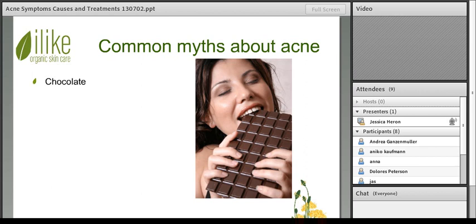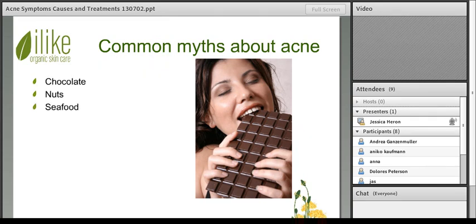So here are some common myths about acne. One of the common ones is chocolate. Chocolate really isn't aggravating this condition at all and doesn't cause any type of acne. Actually, chocolate, if it's in its raw, dark cocoa form, is really high in antioxidants and has a lot of nutritional value for eating. So that's a really bad myth. And I'm glad it's a myth too, because chocolate is wonderful.